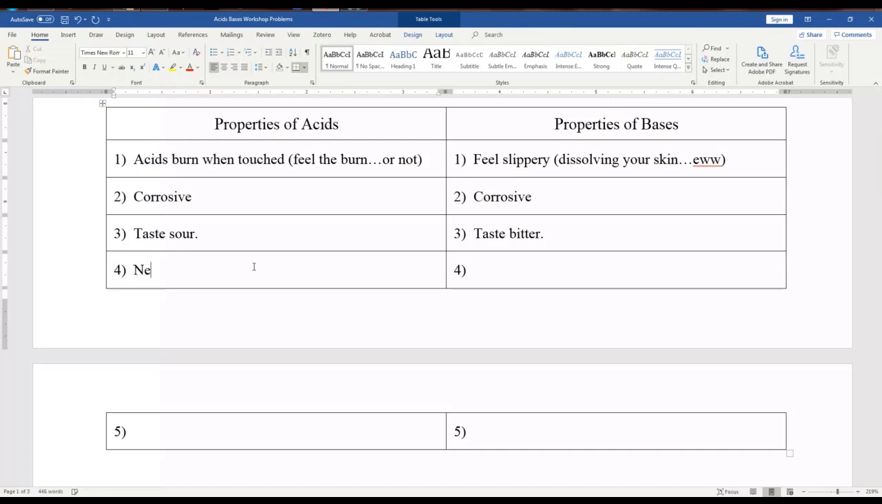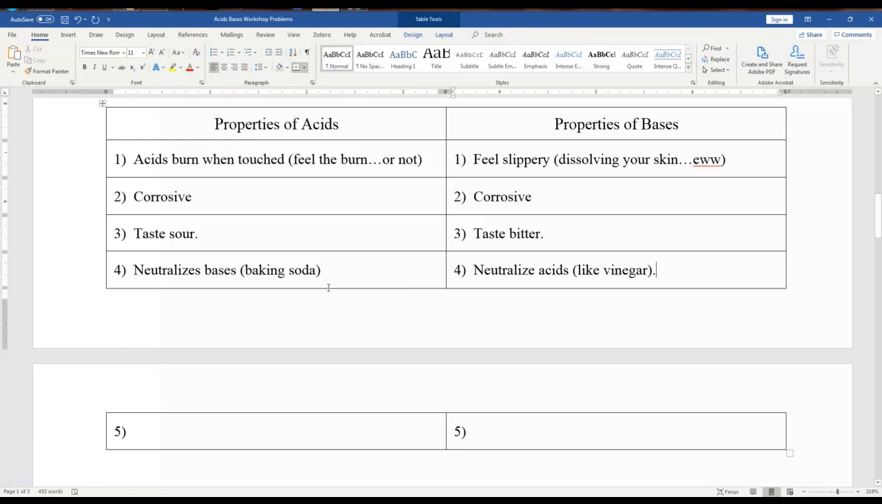For example, one of the properties of an acid is that it neutralizes a base. You can tell because it neutralizes bases. Acids neutralize bases, and bases neutralize acids. When you want to use an acid to neutralize a base, like vinegar or other acids. Usually if you're neutralizing a strong acid, you'll use baking soda. If you're neutralizing a strong base, you'll use vinegar.